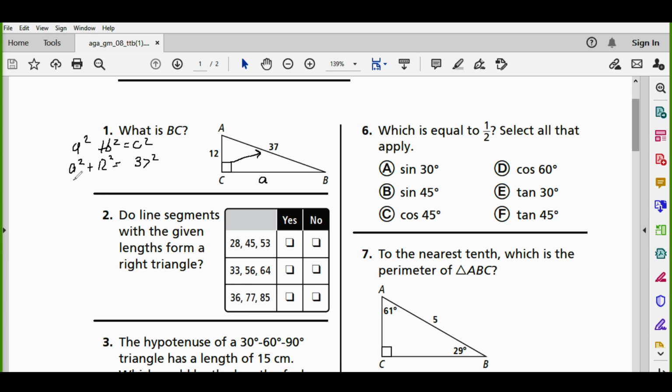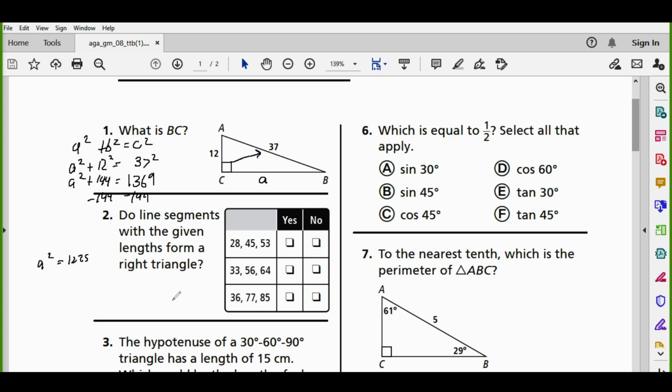And then I'm going to do just the basic algebra that follows from that. Now, 37 times 37 is how I'm going to find 37 squared. Definitely don't know that one off the top of my head, but it is 1369. Subtract 144 from both sides. And that leaves me with 1225.